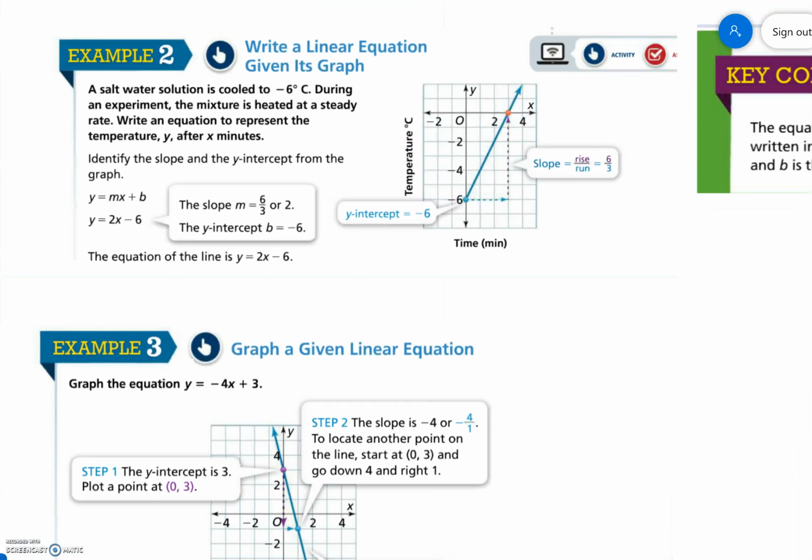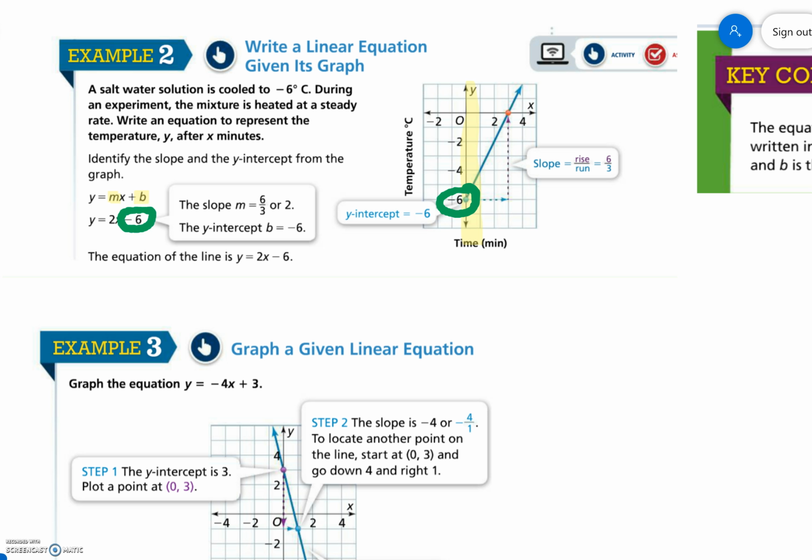Example 2, a saltwater solution is cooled to -6 degrees Celsius. During an experiment, the mixture is heated at a steady rate. Write an equation to represent the temperature y in x minutes. So again, all we need to fill out is the m and the b. So they looked, where does it cross the y-axis? At -6. That is our y-intercept. So they have -6.